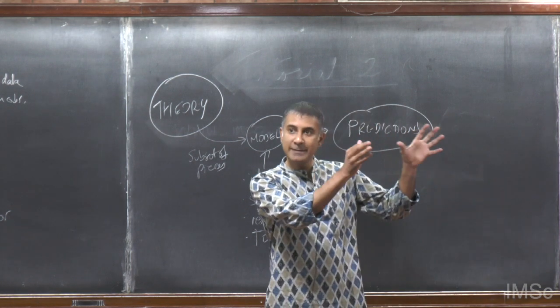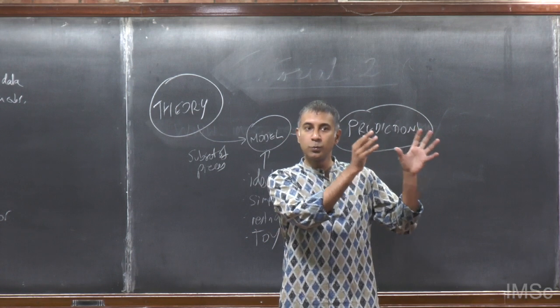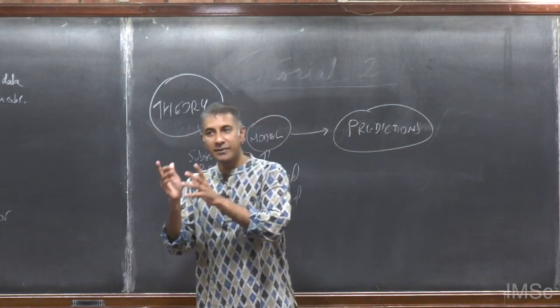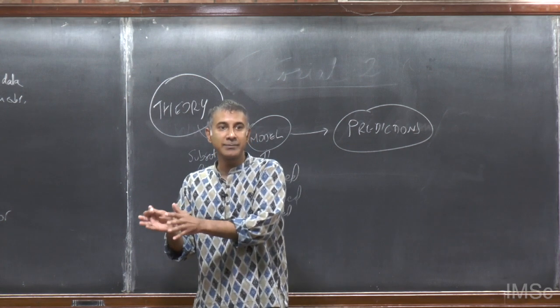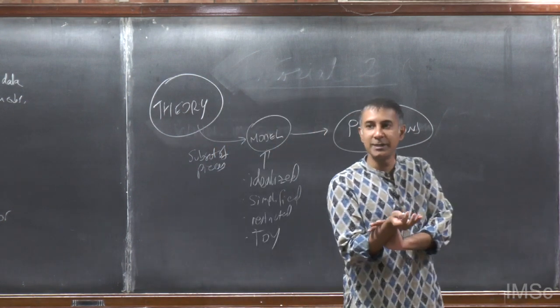We can take the same theory and say, what would the theory predict about this simplified system, which may not exist in the real world, but nevertheless the theory can be applied. So Einstein was a master of this, right?